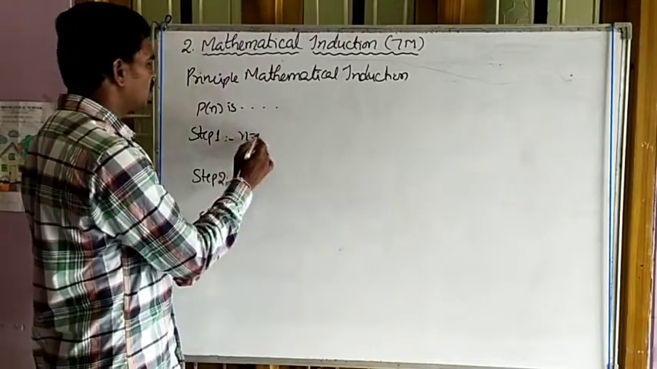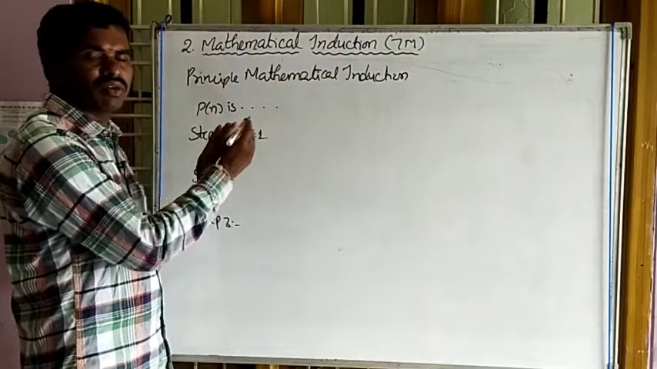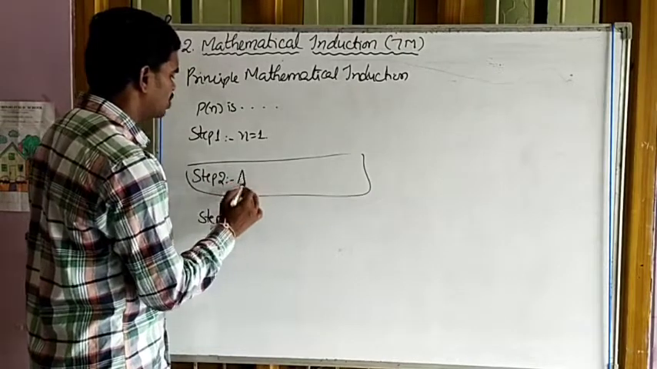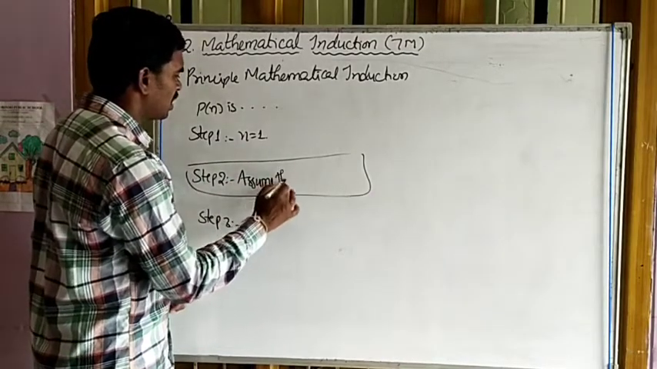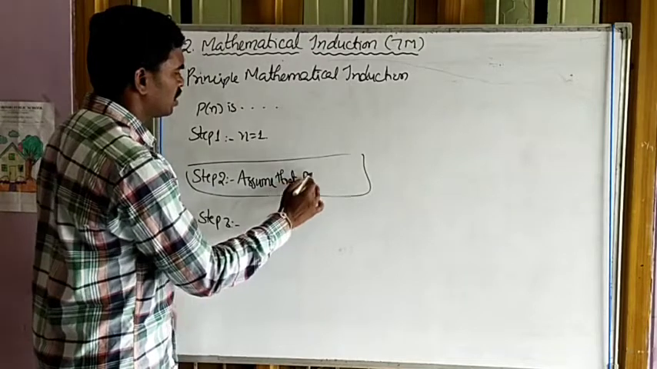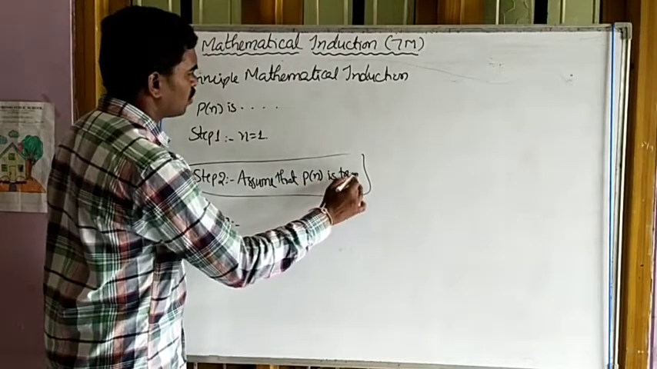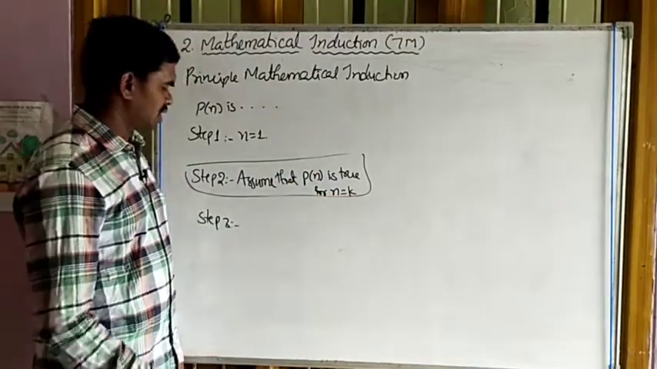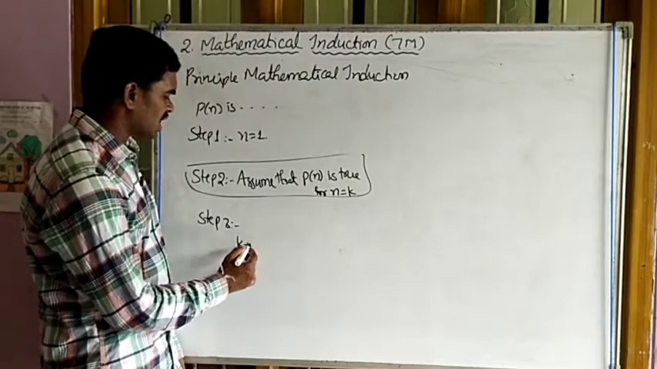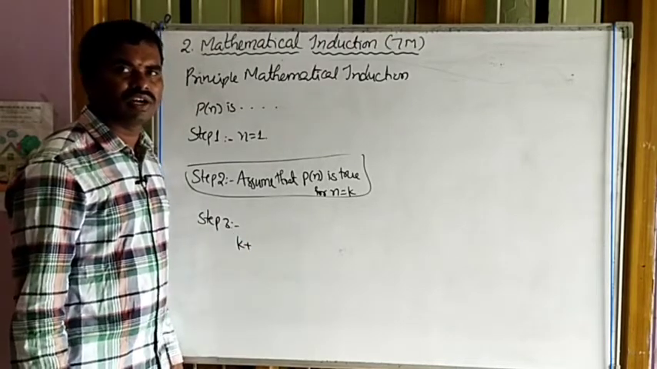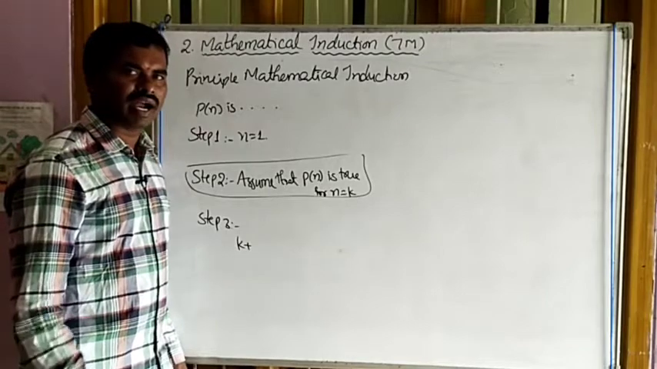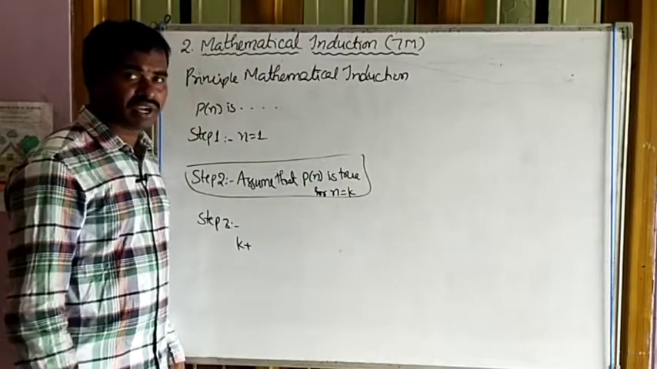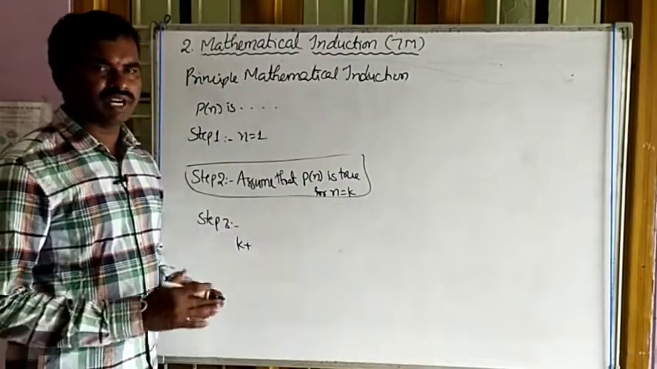First, step 1: take n equal to 1, and find what the left hand side is and what the right hand side is. In step 2 we have to write: assume that P of n is true for n equal to k. This step 2 we have to write as it is. And in step 3, write the k plus 1th term, find it out, and after finding the k plus 1 term, add that k plus 1 term to equation 1. Okay, let us see one question, you will understand.